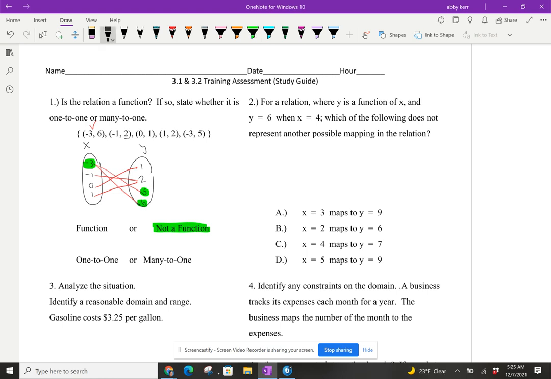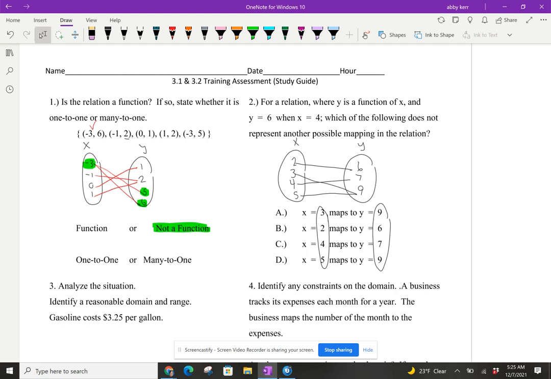For number 2, you're going to do the same thing. I recommend looking at the multiple choice first. So here are my x's. Write them in order. Here are my y's. Write them in order. And then map them out. So 3 maps to 9. 2 maps to 6. 4 maps to 7. And then 5 maps to 9.